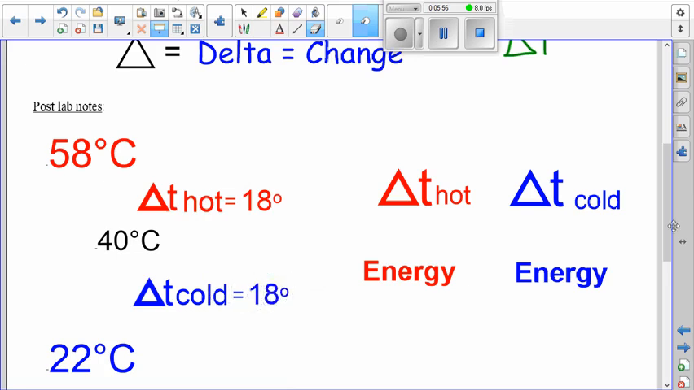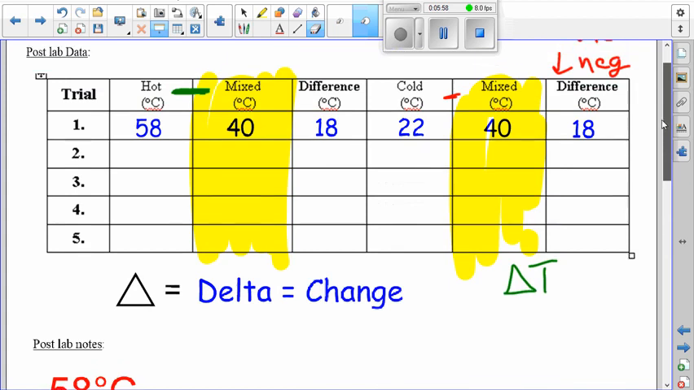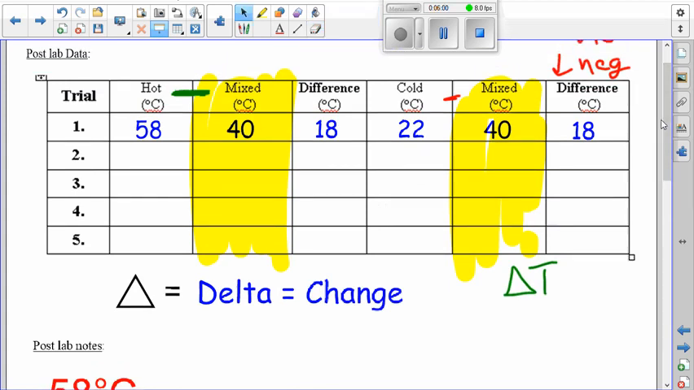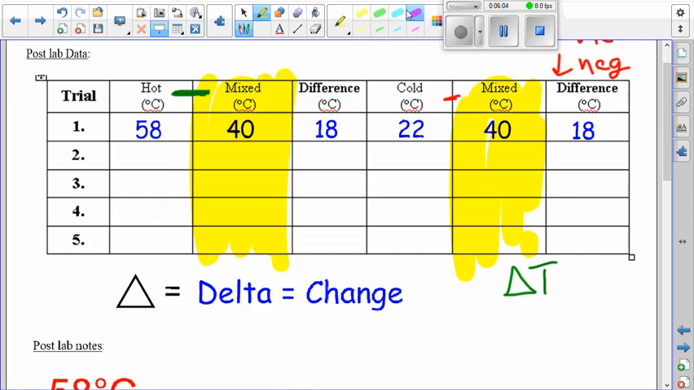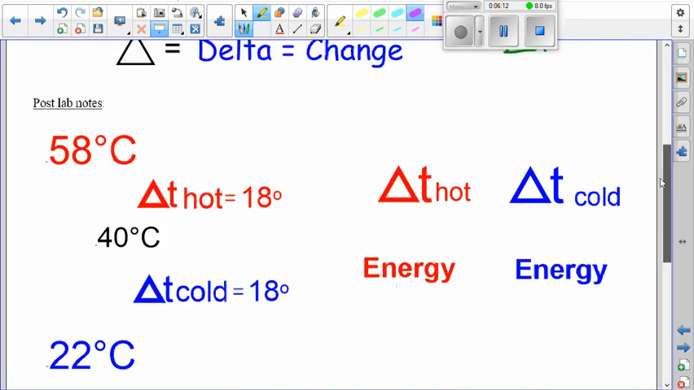We were hoping that if you had perfect data, which some of you were probably close to, your two difference columns should have been close to the same number. I know that Emily had a trial, I think her third one, that was pretty close, where these two numbers were almost exactly the same. So we saw that the delta T of hot was about the same as the delta T of cold.